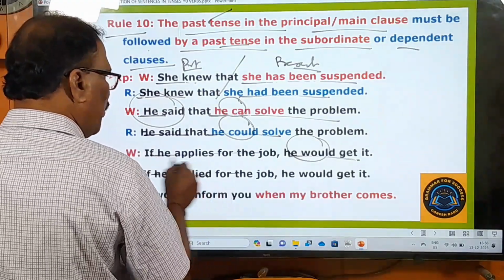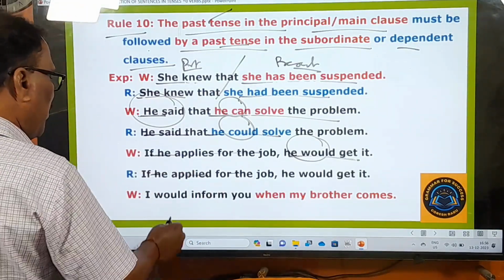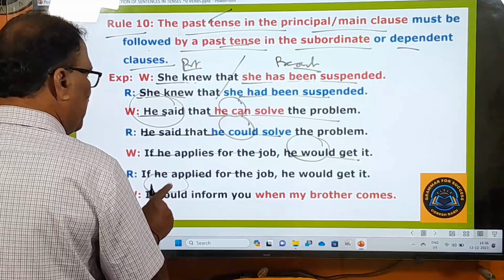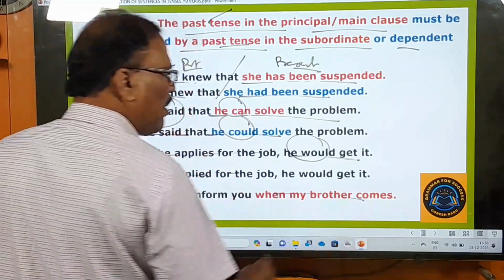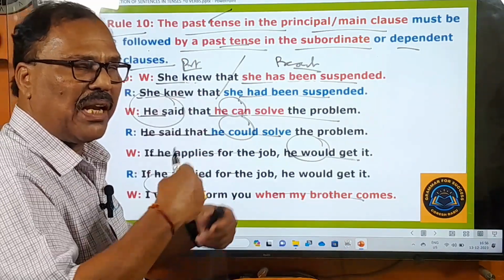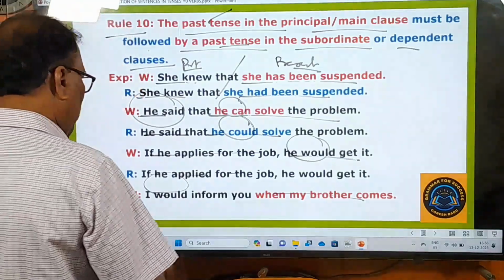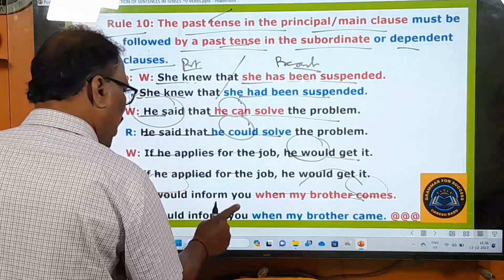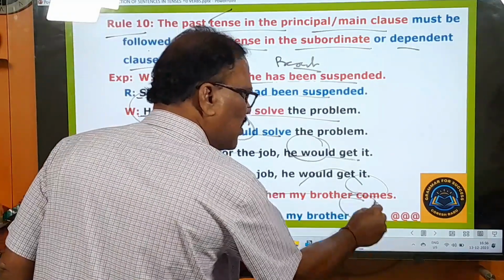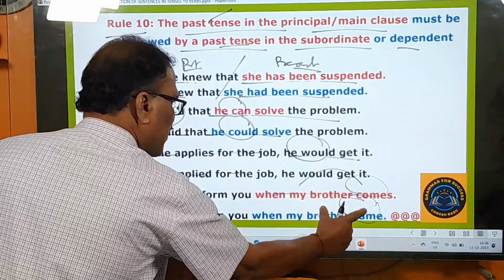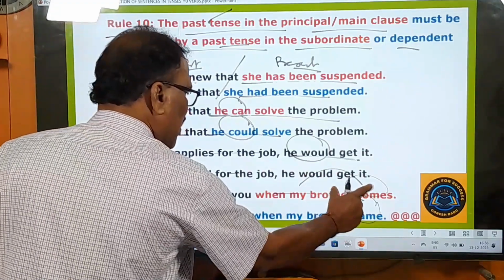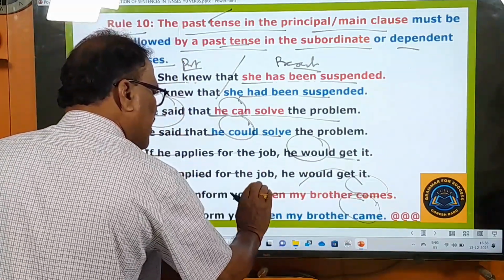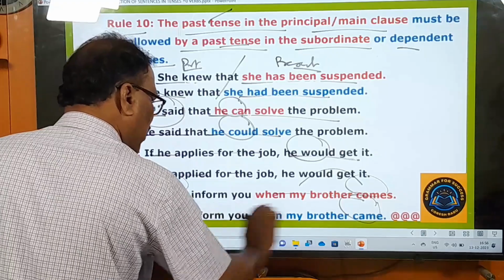I would inform you. Here the main clause is in the past tense, would is there, and automatically in the other part of the sentence there must also be the relevant past tense. So what should be there? But here my brother comes, this is simple present. So I would inform you when my brother came. This is past tense, past tense, past tense. Here past tense, present tense. So that's why this sentence is imbalanced. So now it is set right, and now it is balanced.